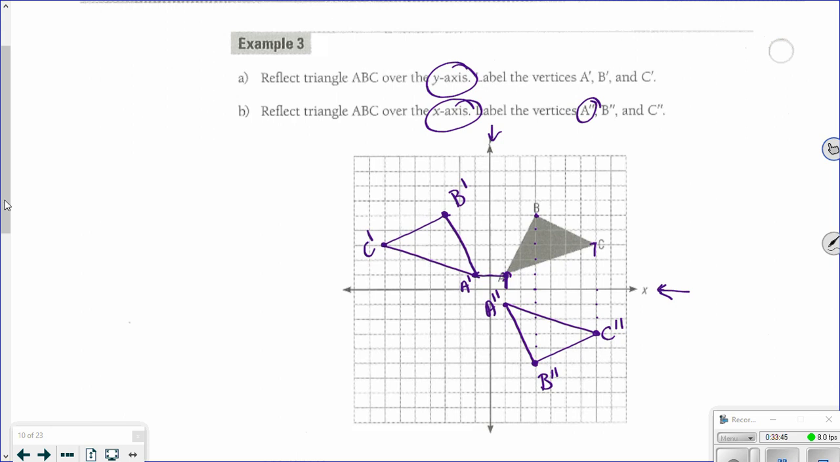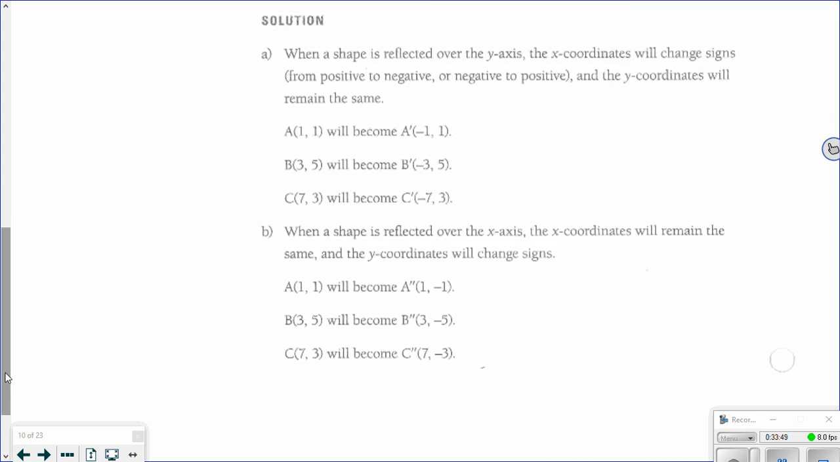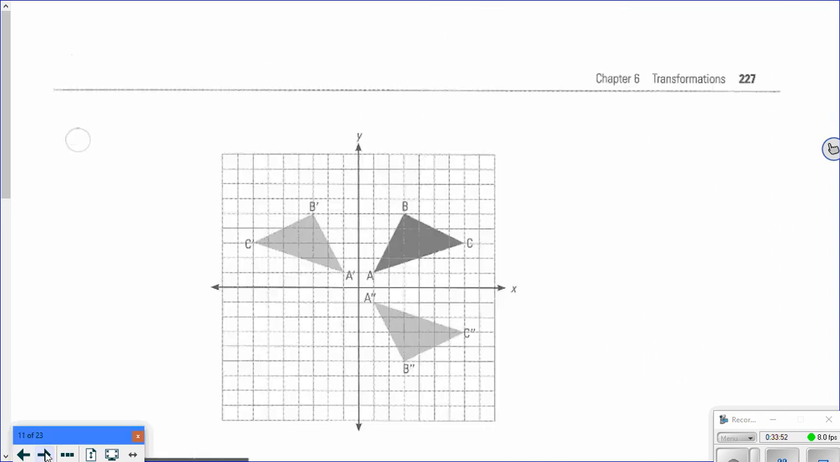Okay, if you look, they've given you kind of an example. They've told you the coordinates. You don't have to worry so much about the coordinates if you like to just draw them. Our answer looks the same as their answer. Just be careful with how you label it.